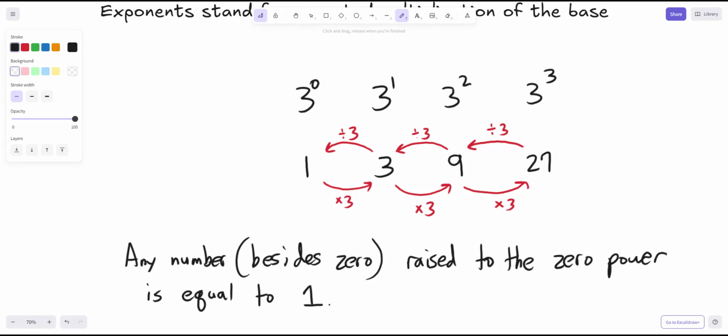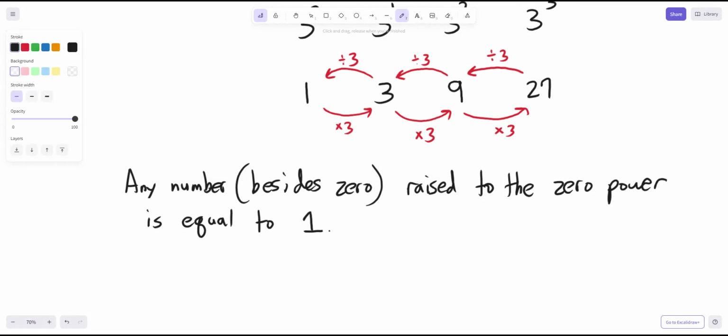All right. You can't do 0. 0 to the first power would be 0, and you can't divide by 0, right? The pattern doesn't work since you can't do 0 divided by 0. So 0 to the 0 power doesn't work. Every other number to the 0 power is equal to 1. For example, if I give you 200 or 257 to the 0 power, you just turn your brain off. That is equal to 1. Any number to the 0 power is equal to 1.